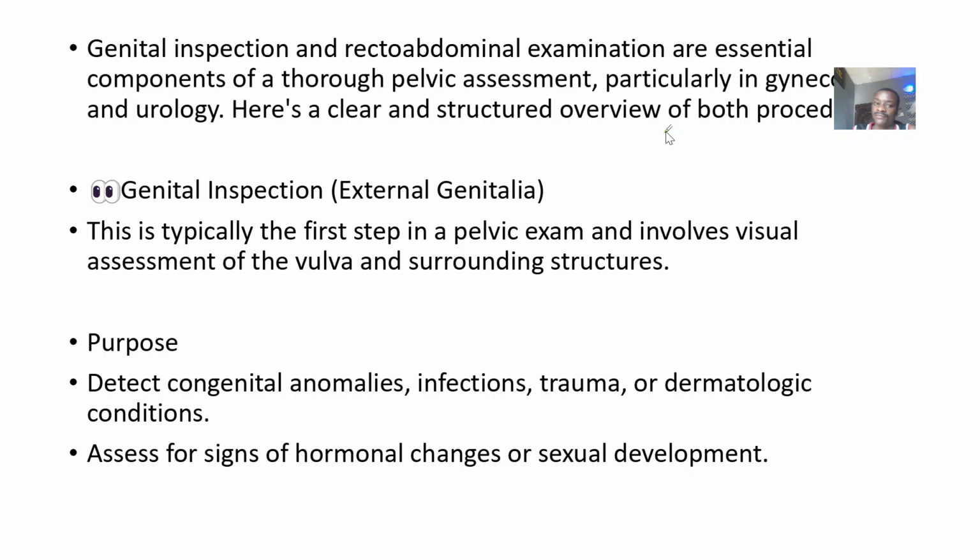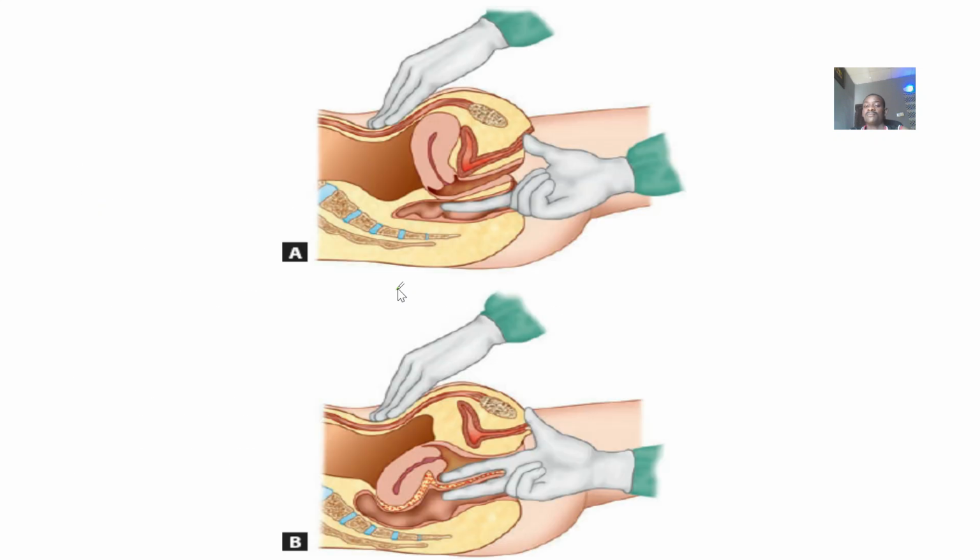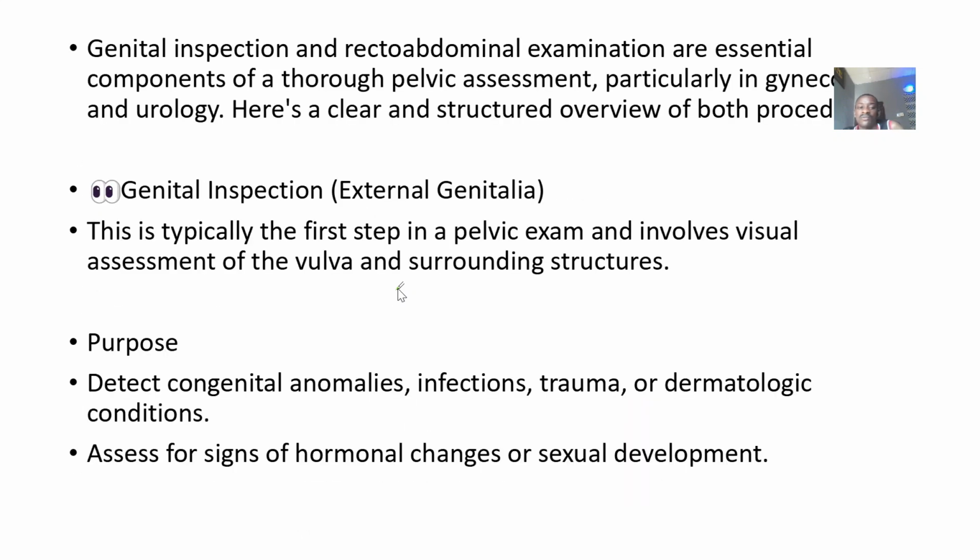Do you understand? So genital inspection is the outside. So I'm trying to look at the person's external genitalia to pick up if I can see any issues. Okay, so you want to assess the vulva and the surrounding areas to see if there's any issues, right? So the purpose is to detect if there's any abnormalities in the development, if there's visible infections, inflammations, discharge, or skin conditions. Okay. Also assess for signs of hormonal changes or sexual development.